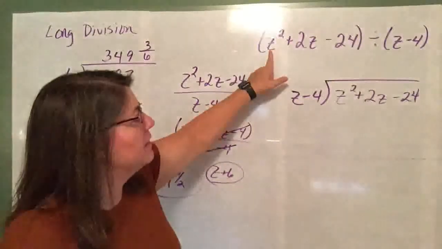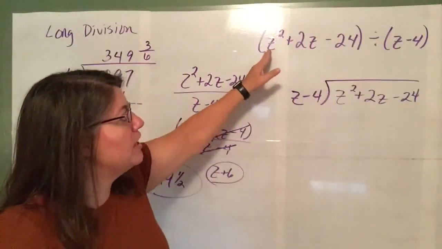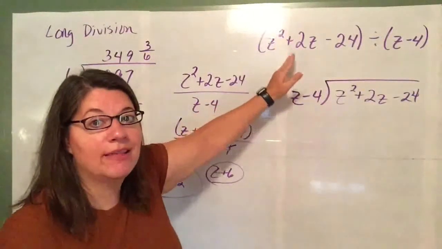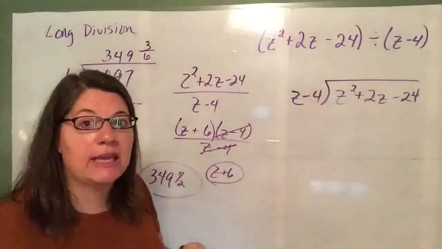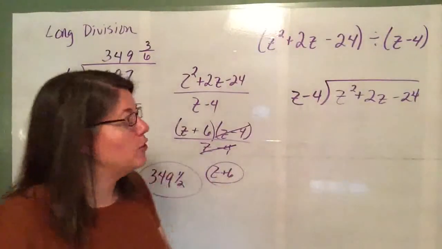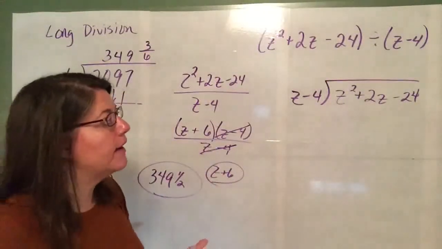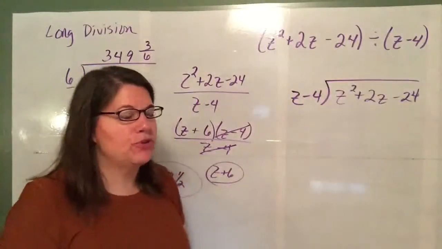So let's say this started with a z cubed, and then went to plus z squared. Well, if this were z cubed, I would have to add a plus 0z squared plus 2z minus 24. I couldn't leave out any of the descending terms. I'll show you one like that in a few minutes to make sure you understand what I'm talking about there. But then when I'm dividing this, it's really pretty simple to divide.